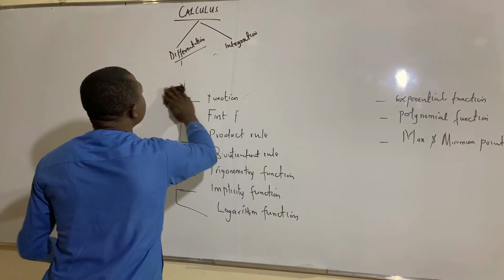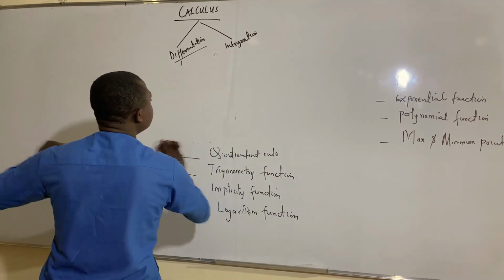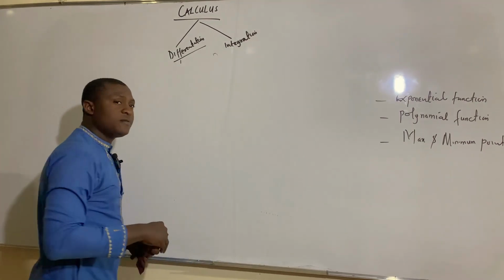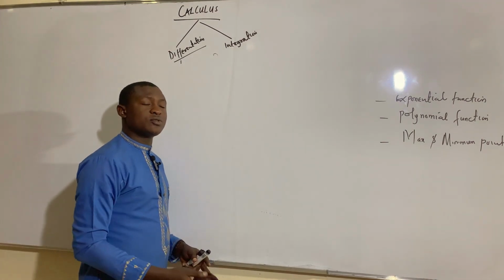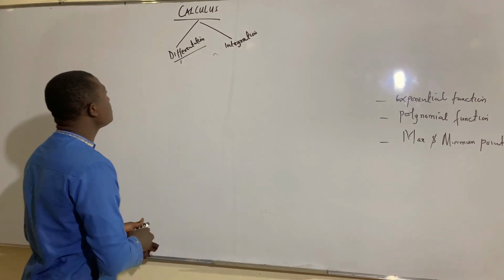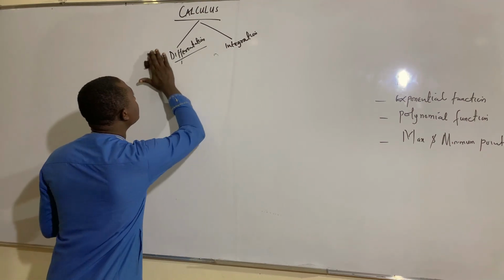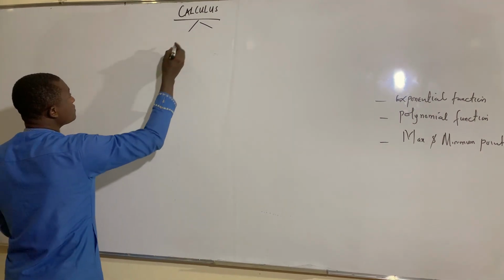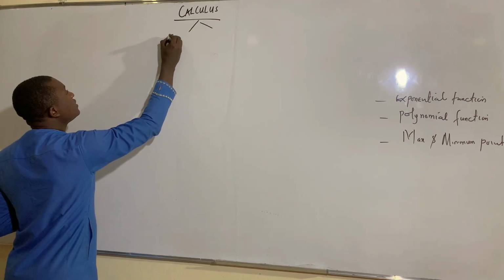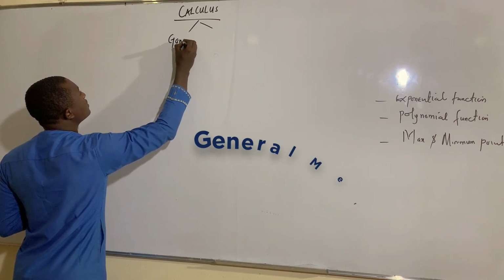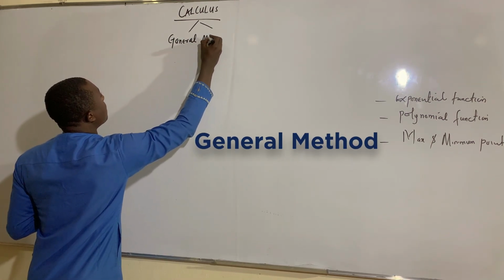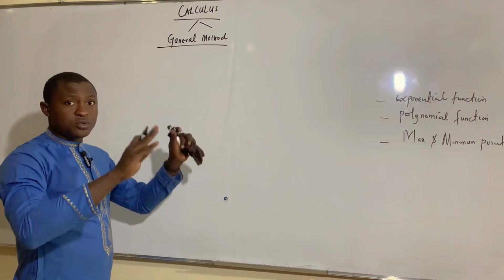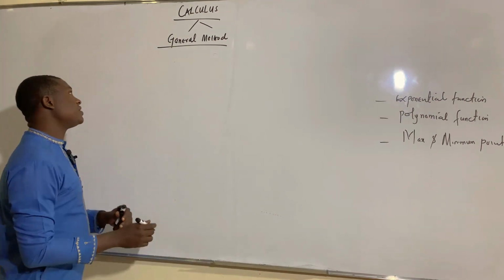Let me give you a simple clue on how to differentiate. Differentiation is just like when a variable is changing. That's what we are trying to talk about: when a variable is changing. So how are we going to do that? Differentiation, the derivative. Let's first talk about the general method. The general method is the rule that guides differentiation itself.